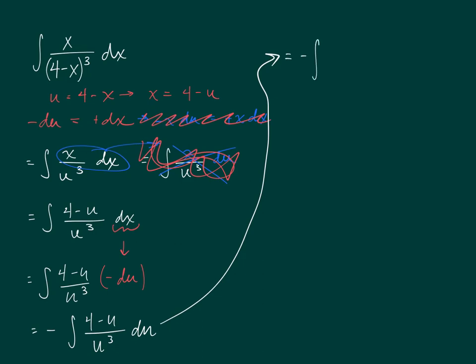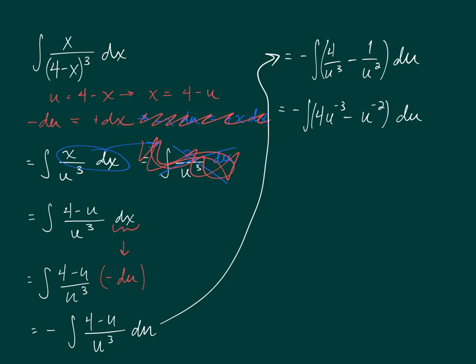So I'm going to do that, and we'll say this is equal to negative integral of 4 over u cubed minus 1 over u squared. Now mind you, there's been some simplification there. 4 over u cubed is 4 over u cubed, but the second term is u over u cubed. You can cancel the u in each one and get 1 over u squared. So now we will rewrite. This will be negative integral 4u to the negative third power minus u to the negative second power du.